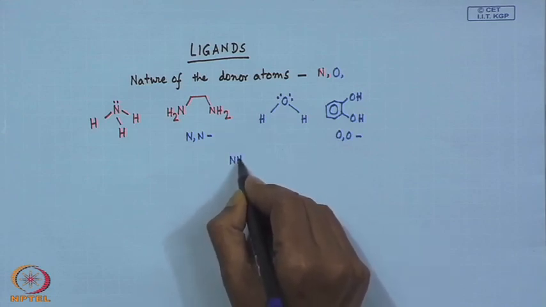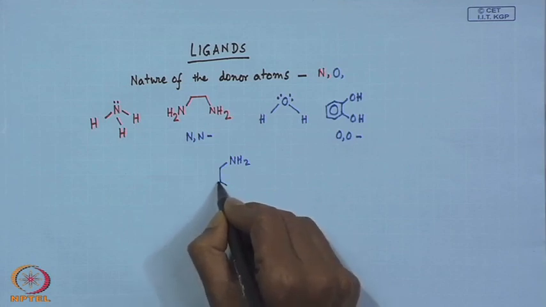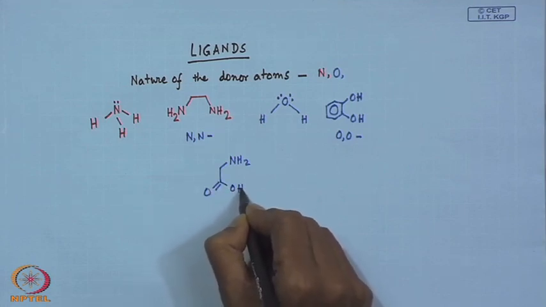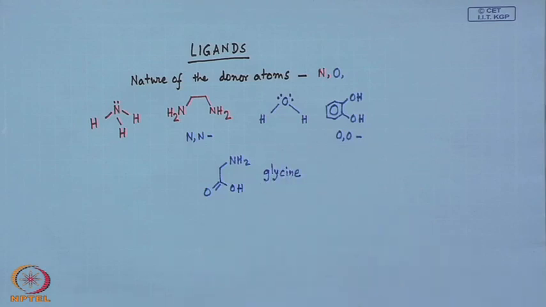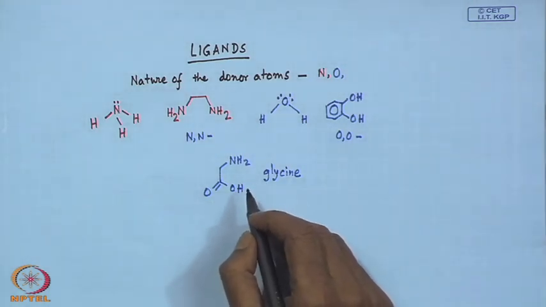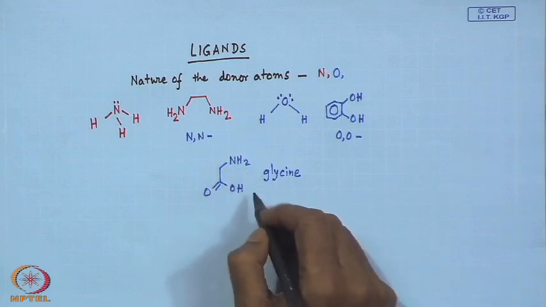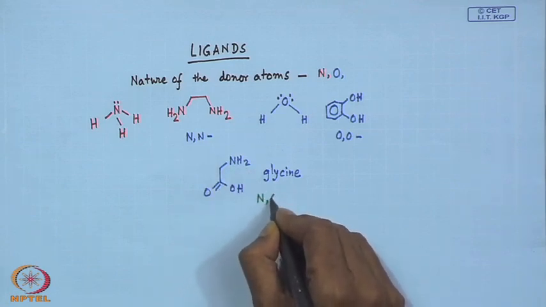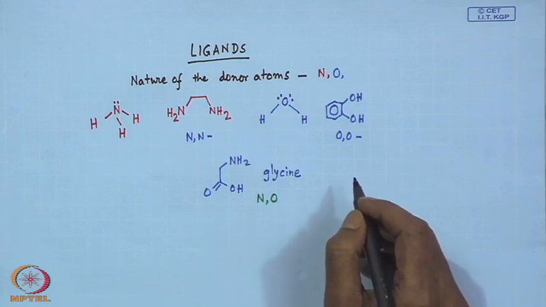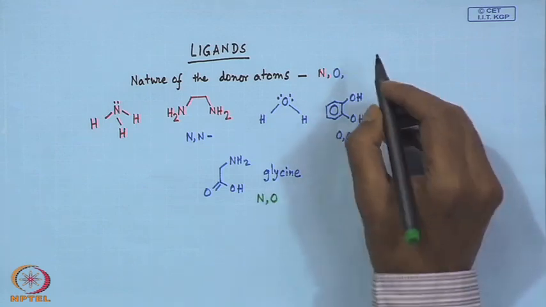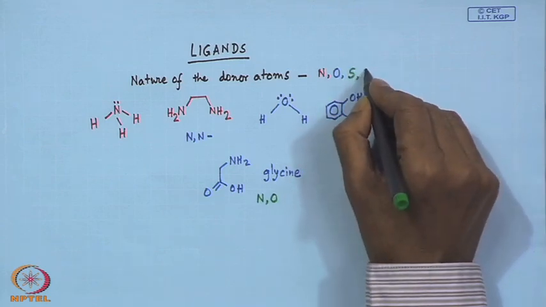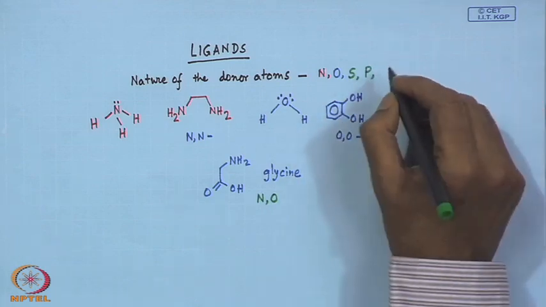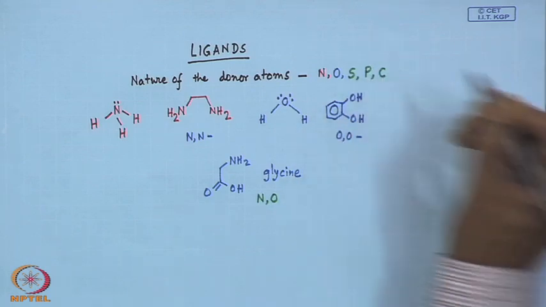The combination of these two we can get in the simple amino acid glycine. This glycine, when it binds to a particular metal center, is not a symmetric one, and it is a mixed donor type, nitrogen and oxygen donor type. Then we can have the sulfur donor, the phosphorus donor, and also the carbon donor.